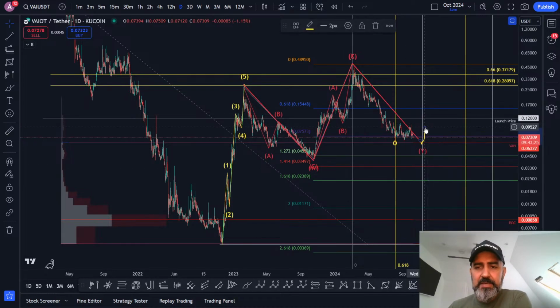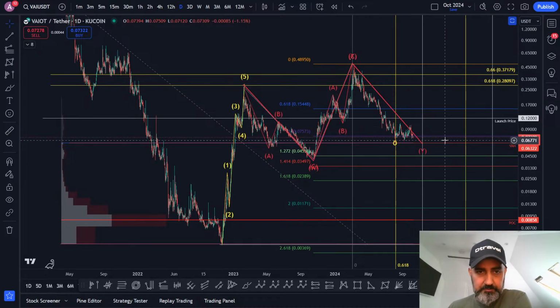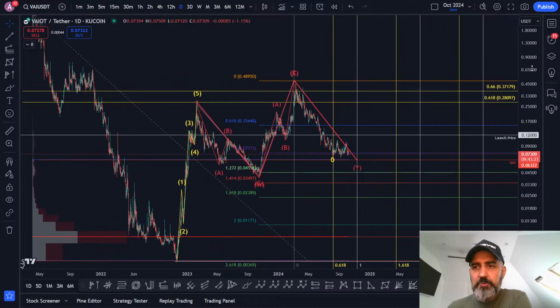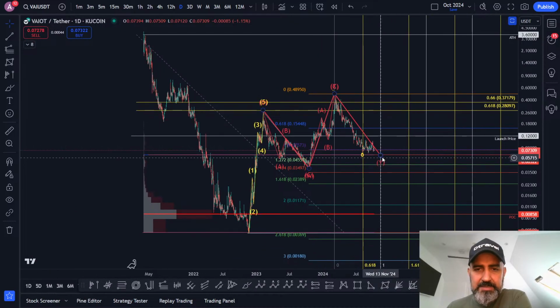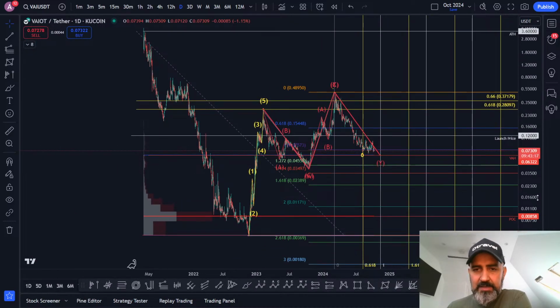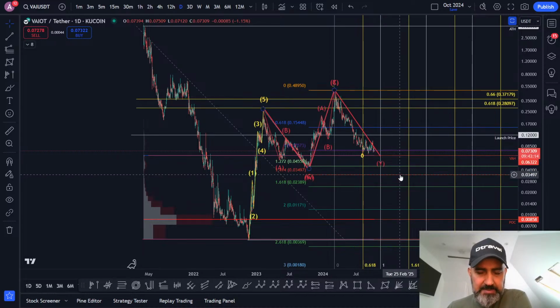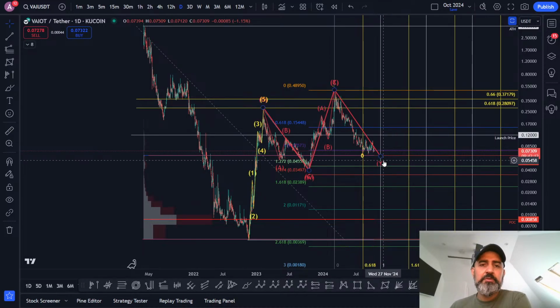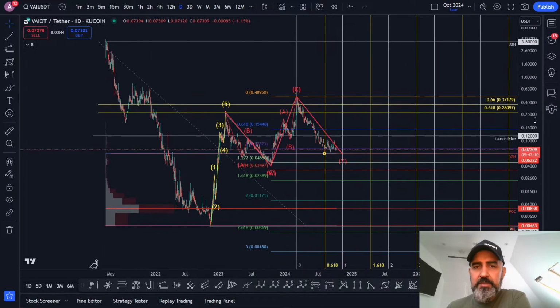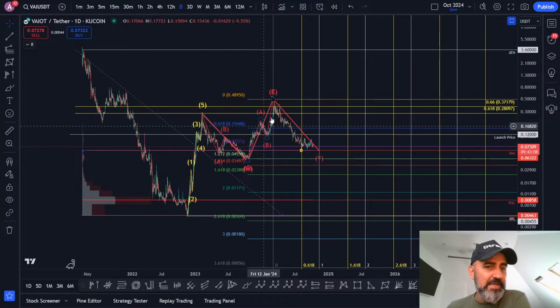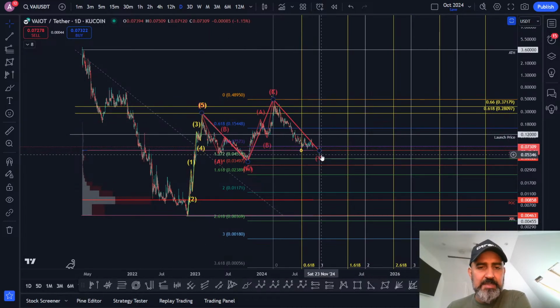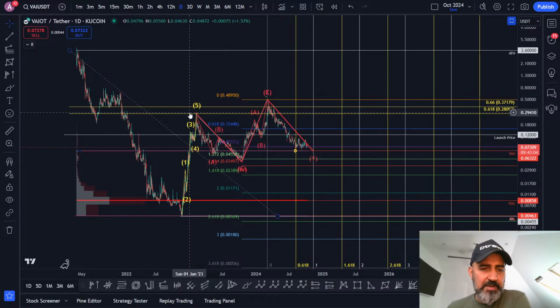Anyway, that's just an idea. And that's basically it. And then what am I expecting? Well, let's just say hypothetically we do come down to the value area high for a test, another test on time. Then that's a really nice corrective ABC, isn't it? It's like an extended flat after a really nice impulsive move.